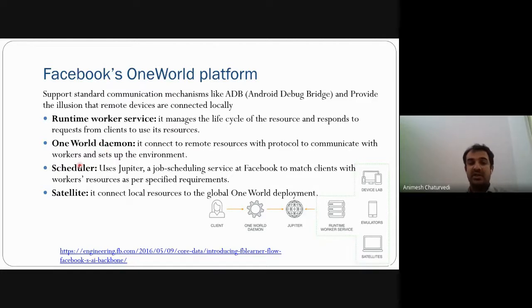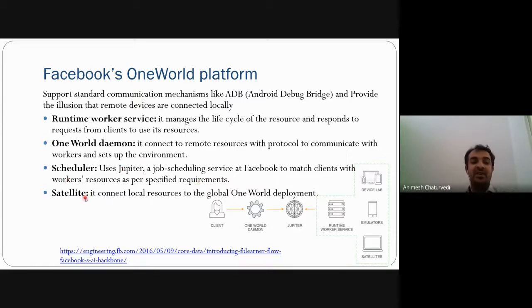Then there's the scheduler. It uses Jupyter. This scheduler is basically the job scheduling service at Facebook to match the client with worker resources as per the specific requirement. So there are resources which will be mimicked by the OneWorld daemon. Now for job scheduling, these are the requests, these should be the responses. Who will do this? It will be done by the scheduler. This scheduling of job requests to the Facebook app will be done by the scheduler, and it tries to match the client with worker resources as per the specified requirement.